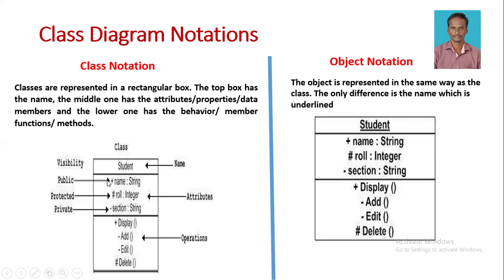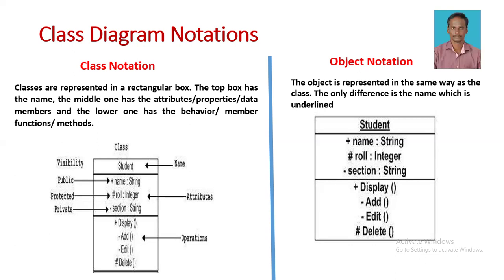Also, here we have used some operators like plus, hash, and minus. The attributes preceded with plus are understood to be declared in public mode. The attributes preceded with hash are considered protected mode, and hyphen is private mode. Methods work the same way. If the operator is plus, it is public. If it is minus, it is private. If it is hash, it shows protected.